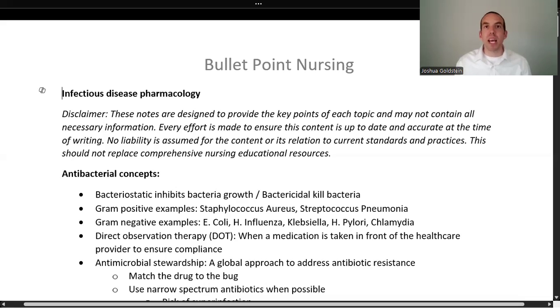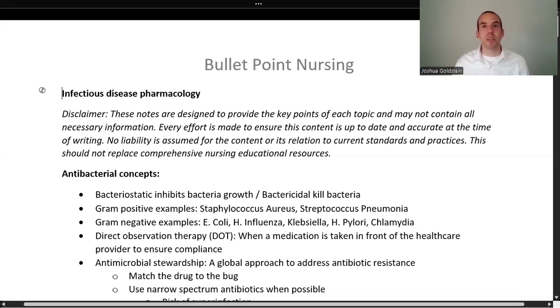Antimicrobial stewardship. This is related to the fact that we have an issue globally with antibiotic resistance. Antibiotic resistance is the fact that a greater and greater percentage of bacteria out there are becoming resistant. So antimicrobial stewardship is our approach to deal with that. And it's centered around appropriate use of antibiotics. So a few key concepts here.